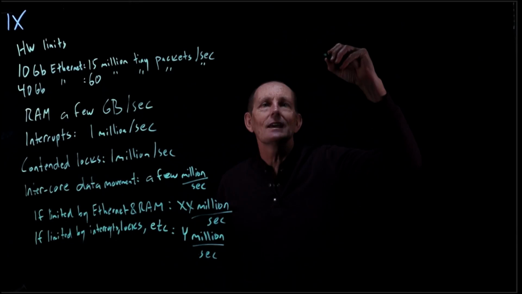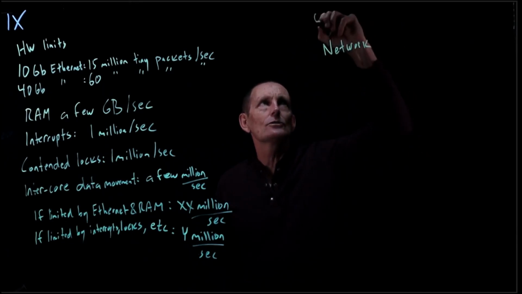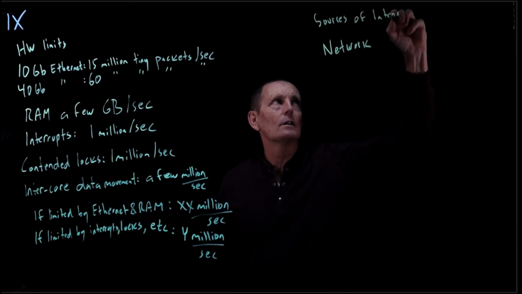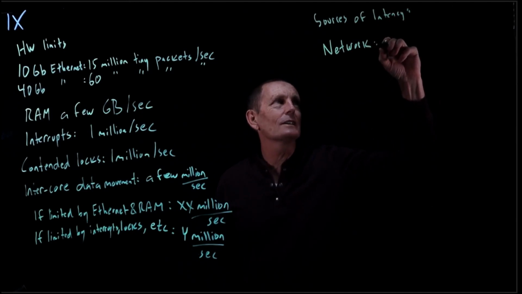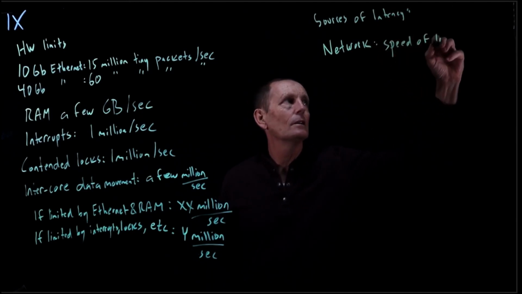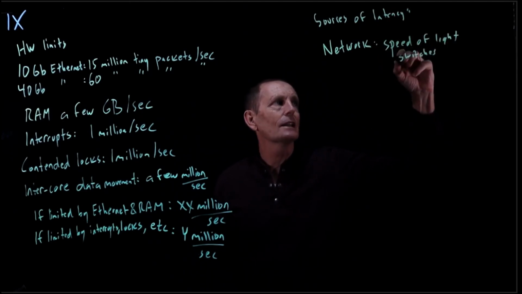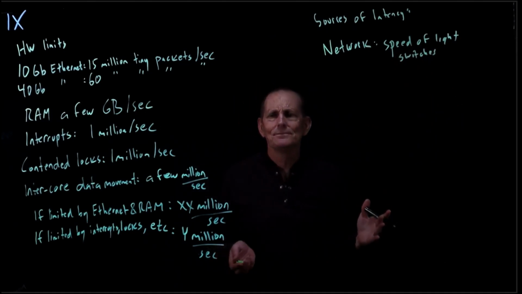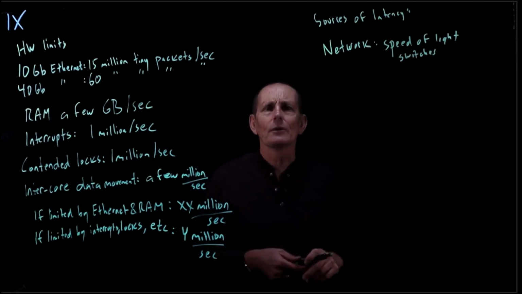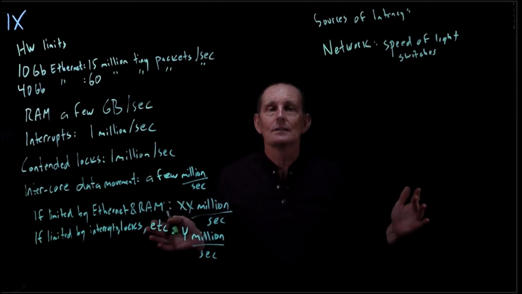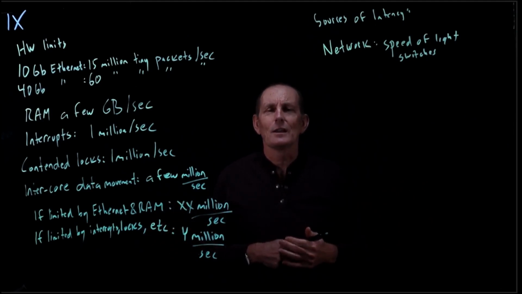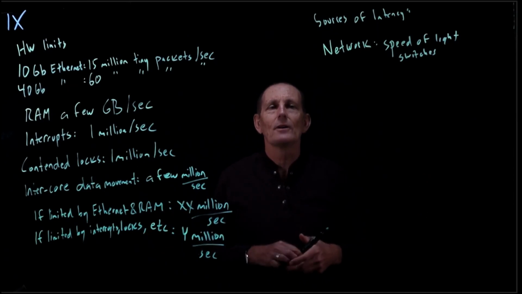So we have, let's say, the network. These are sources of latency. Okay, so the network, we run into things like speed of light, switches, things like that. Speed of light, if we look, for instance, at a light year, what's that a measure of? It's a measure, of course, of distance. I think a lot of people somehow think it's a measure of time, but of course it's a measure of distance, the amount of distance that light will travel in a year.